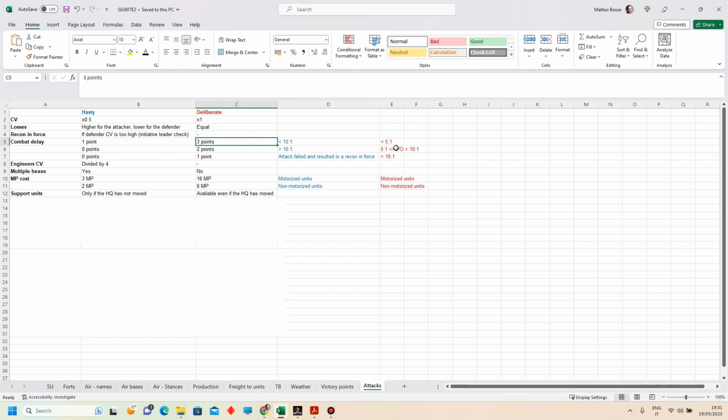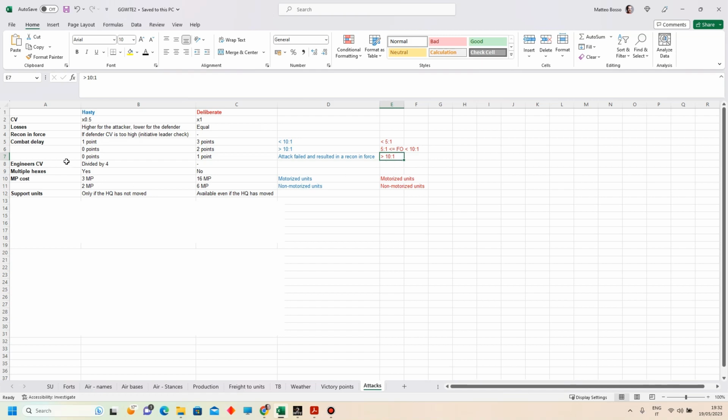And this is how you have to read these two columns. In light blue, they all refer to hasty attacks. In red, they refer to deliberate attacks. And 0 points if it's above 10, like in this case, and 2 points if it's between 5 to 1 and 10 to 1. You get 0 points if, exactly as I said, the attack fails, or you get 1 point anyway even if it's above 10 to 1.